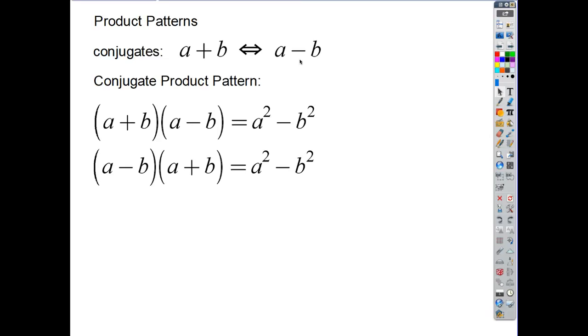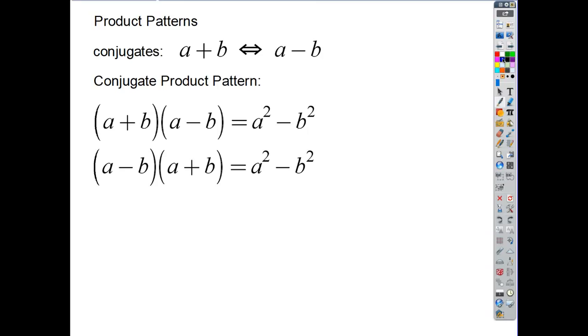So what happens when we multiply a conjugate pair together, an a plus b times an a minus b, or vice versa? It makes no difference. I end up getting a squared minus b squared. So we call that a difference of squares. The product of a conjugate pair is the difference of the squares of the terms. So let's look at an example.